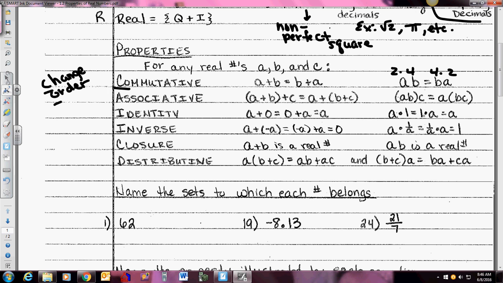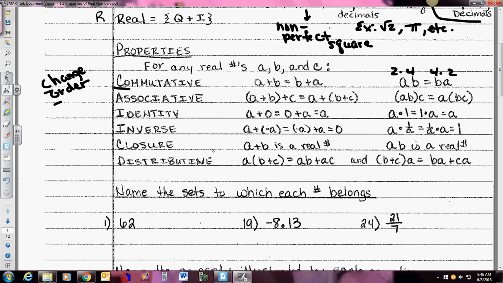Identity property of multiplication, what do you have to multiply a number by to get that number back? Well, you multiply by a 1. So a times 1 gives me a back. Inverse, what do I have to add to a to end up with a 0? Well, I add the inverse of it, right? Negative a. What do I have to multiply by a to get a 1? I multiply a times 1 over a to get a 1.